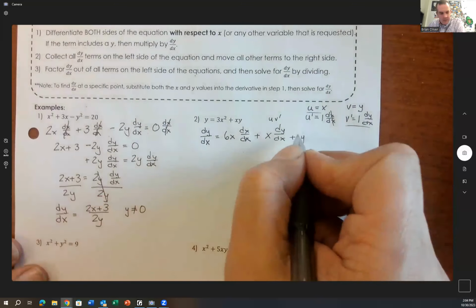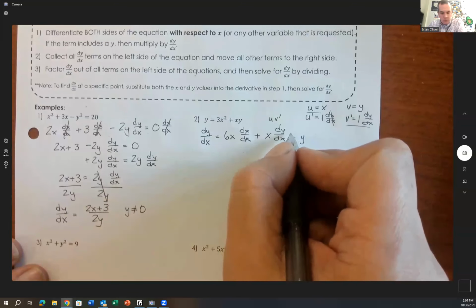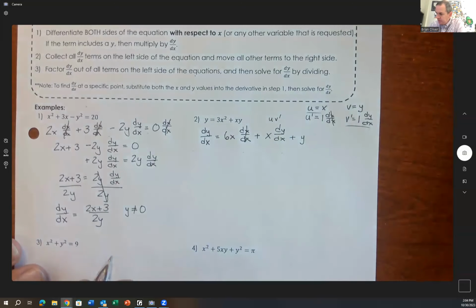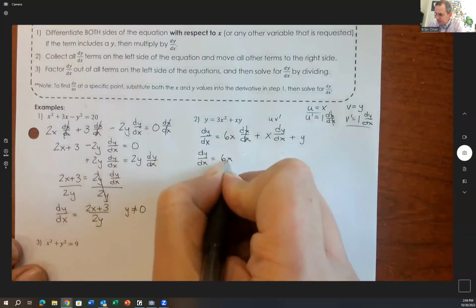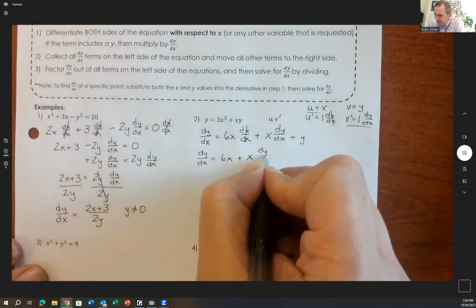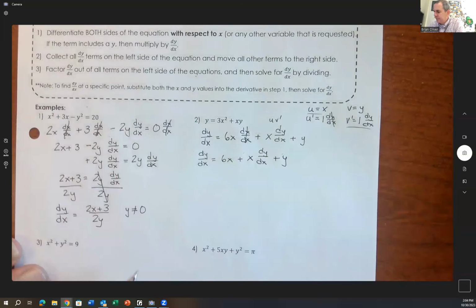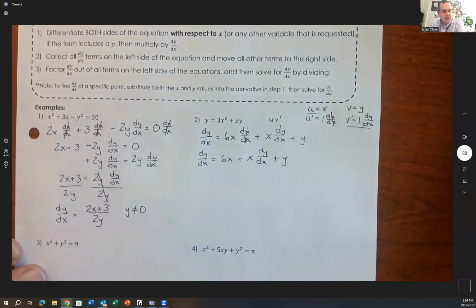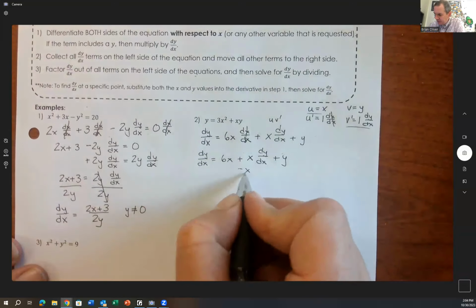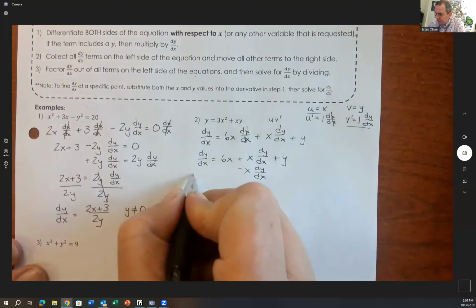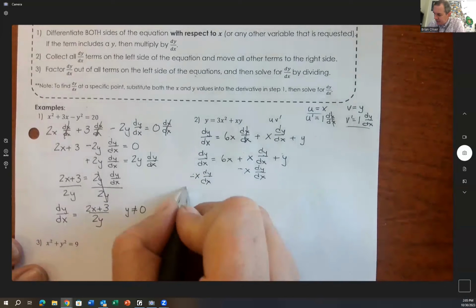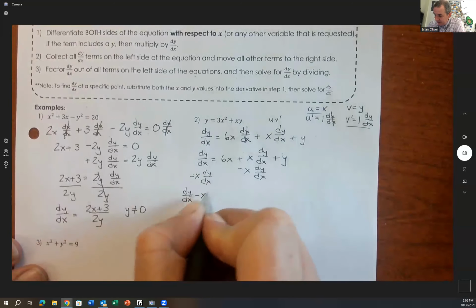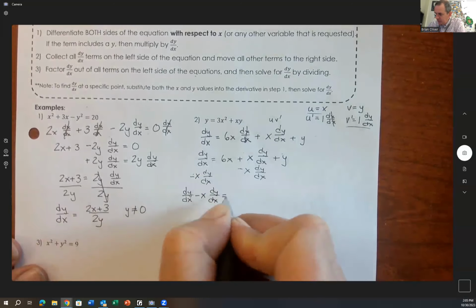Again, what ends up happening is that cancels out as well. So that's going to give me dy/dx equals 6x plus x dy/dx plus y. And I want to get the dy/dx's on one side and the non-dy/dx's on the other side. So in this case, I'm going to subtract x dy/dx. And that's going to give me dy/dx minus x dy/dx equals 6x plus y.